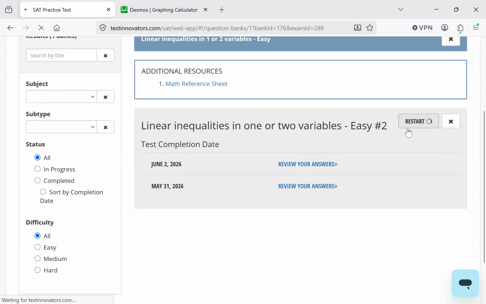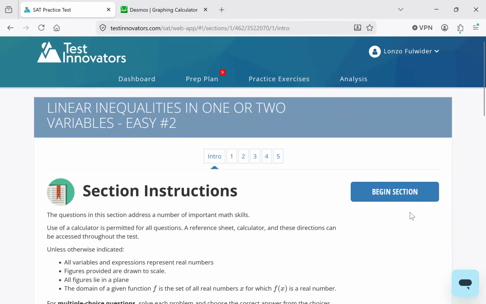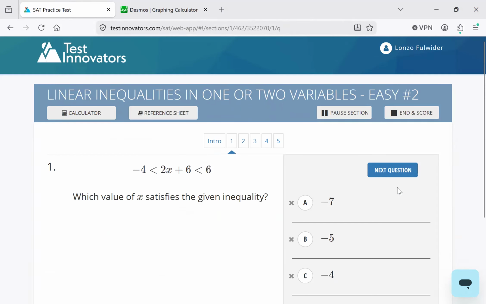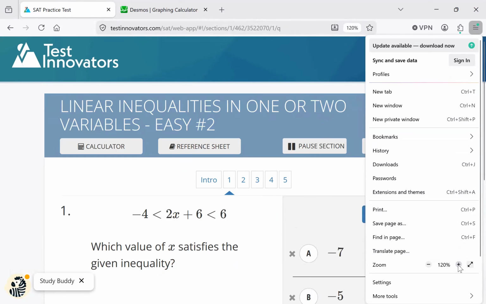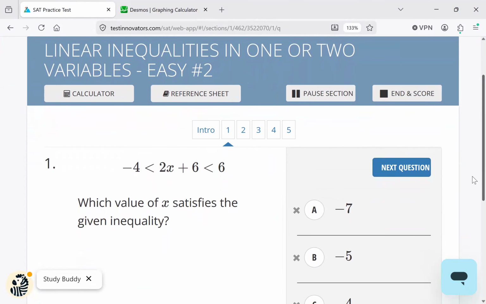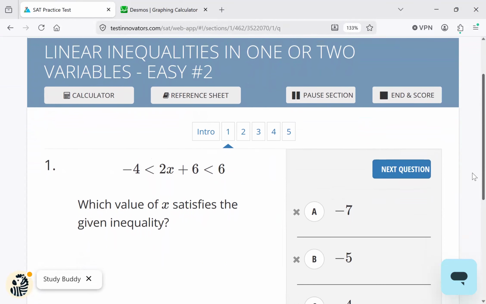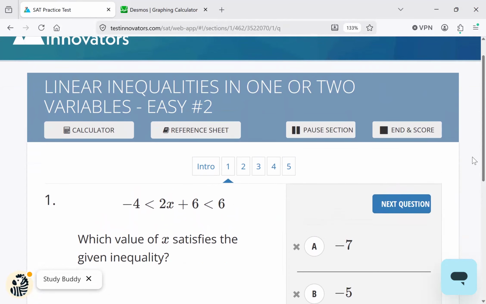So I'm going to start. This is the second part of the linear inequalities in 1 and 2 variables easy problems. So let's just continue. Should I zoom in? I don't know. Let me just preview. Okay, so question one says, which value of x satisfies the given inequality? So what I would do is try to solve for x.